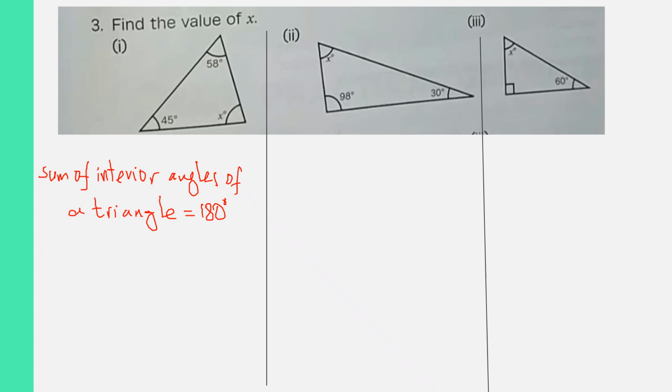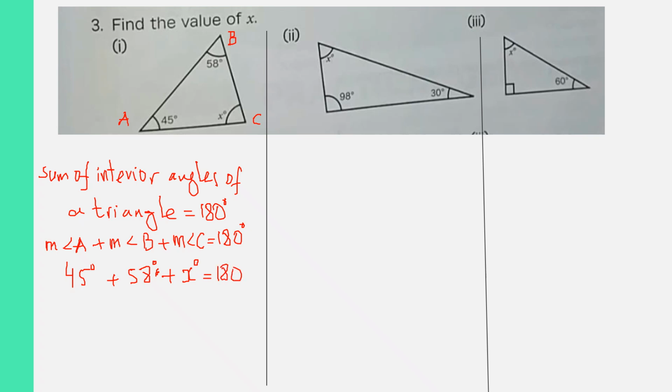Now in this case we don't have any name of the vertices, but we can name them. This is A, this is B, and this is C. Now I can say that measure angle A plus measure angle B plus measure angle C is equal to 180 degrees. Even if you did not name them and do it directly, that is also fine. Now measure angle A in this case is 45 degrees, measure angle B is 58 degrees, plus measure angle C is x degrees, is equal to 180 degrees.